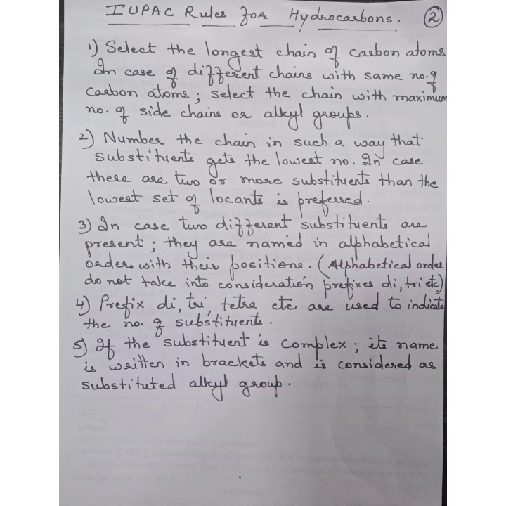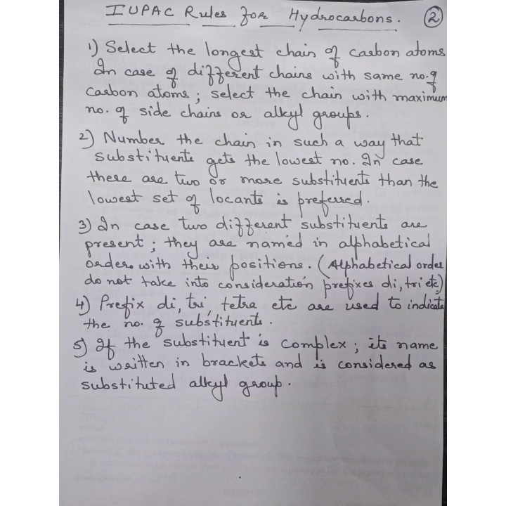Now for naming the hydrocarbon, select the longest chain of the carbon atoms. In case different chains are there with the same number of carbon atoms, then select that chain which contains the maximum number of side chains. Number the carbon chain in such a way that the substituent gets the lowest number. In case there are two or more substituents, then the lowest set of locants rule is preferred. In case two different substituents are present, they are named in alphabetical order with their position.